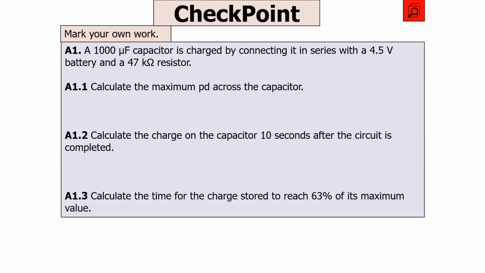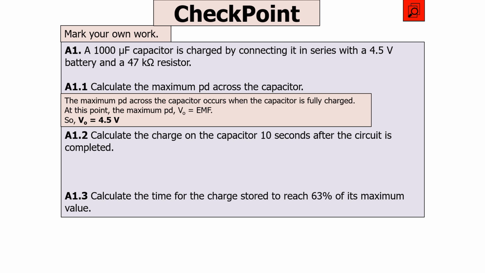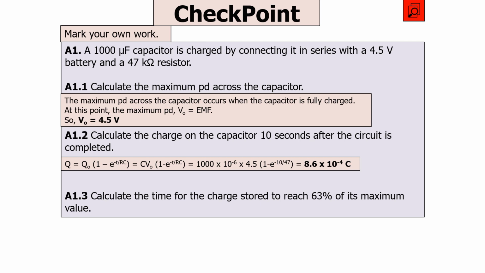Right, in this first question, the maximum PD across the capacitor is going to be the EMF of the power source, which is 4.5 volts. Now, to work out the charge on the capacitor 10 seconds after it's been completed, we've got to use our charging equation. Q equals Q0 times by 1 minus e to the power minus t over RC. Popping all the values through. Remember, Q0 is CV0, so you know V0 is the EMF, 4.5 volts. You know C is the capacitance in farads, so you convert microfarads to farads. Pop in all the values, and we get 8.6 times 10 to the minus 4 coulombs.